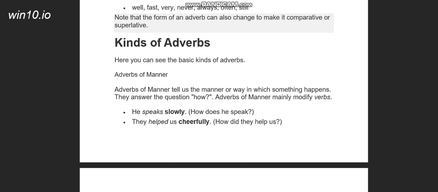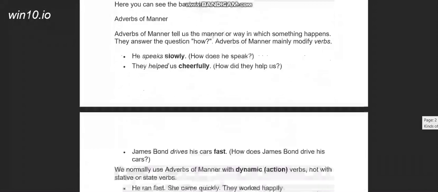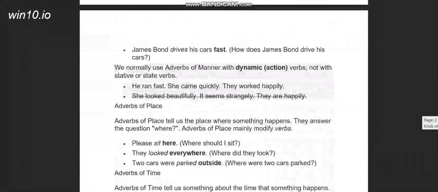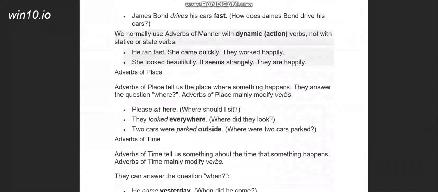Just like that, they helped us cheerfully. So how did they help? They helped cheerfully. So cheerfully becomes your adverb. So that is adverb of manner. You have to identify what kind of adverb it is. When the sentence answers the question how the verb is being done, then it is an adverb of manner. Over here, James Bond drives his car fast. So how is James Bond driving his car? He is driving it fast. So fast becomes your adverb of manner.